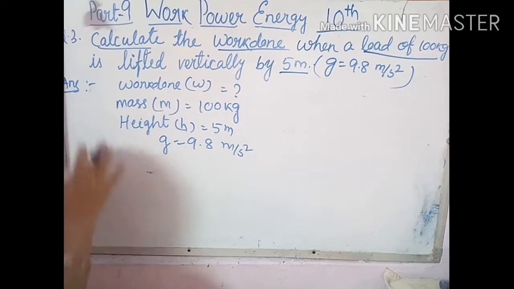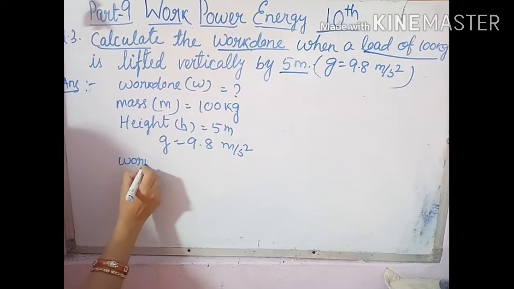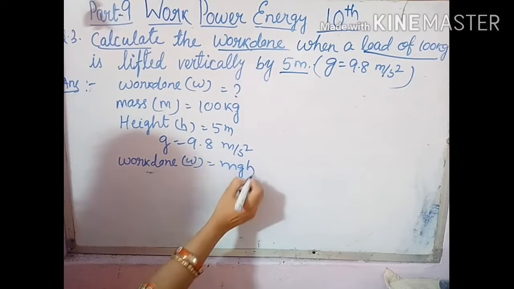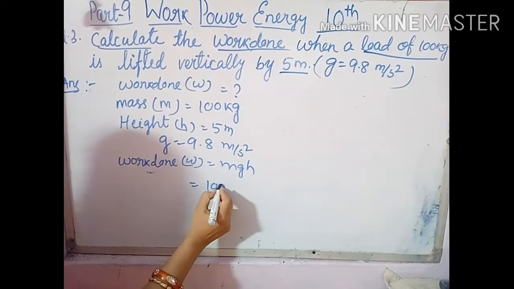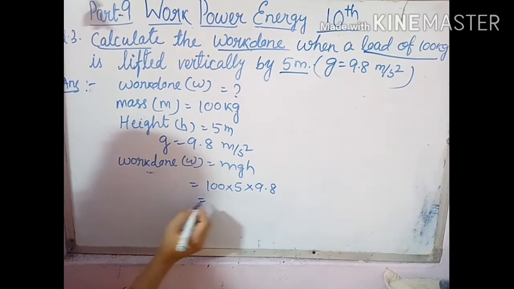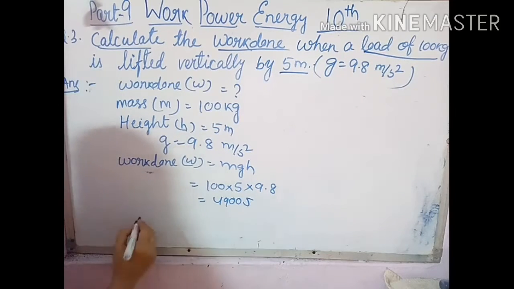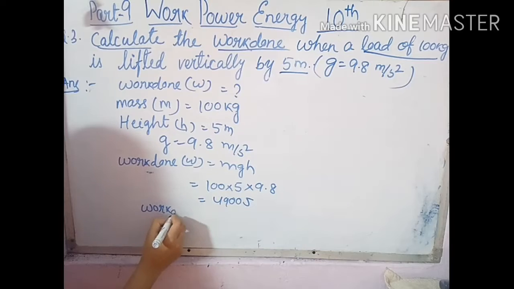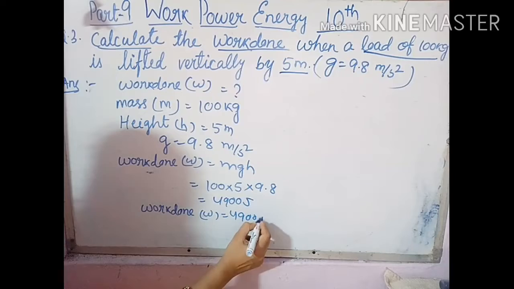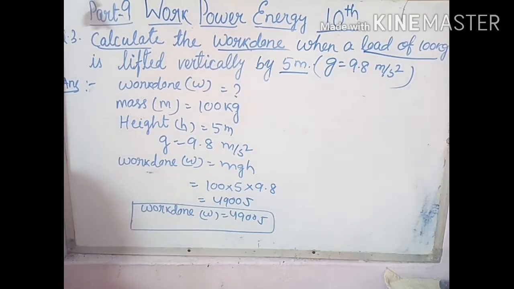Now as I told, as it is lifting, if you want to calculate W, you can directly put the formula: work done W equal to mgh. So you will get 100 into 5 into 9.8. Directly one multiplication is there, and by solving this you will get 4900 joule. So your final answer is work done W equal to 4900 joule. So children, this is your final answer. Now go to the next question.